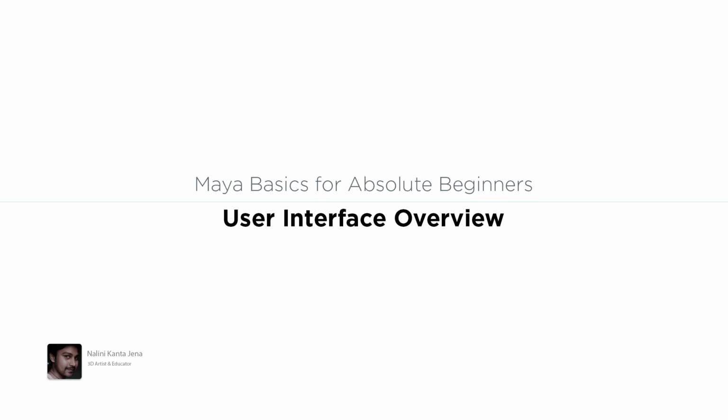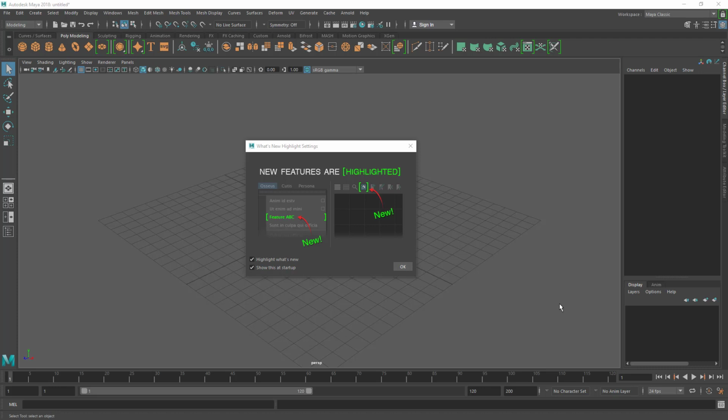Hi, welcome to this first lecture of this section, and in this lecture we are going to talk about the user interface overview. You can see when you open Maya for the first time, and by the way I'm using Maya 2018 for this course. So when you install and open the software for the first time, you might see something like this.